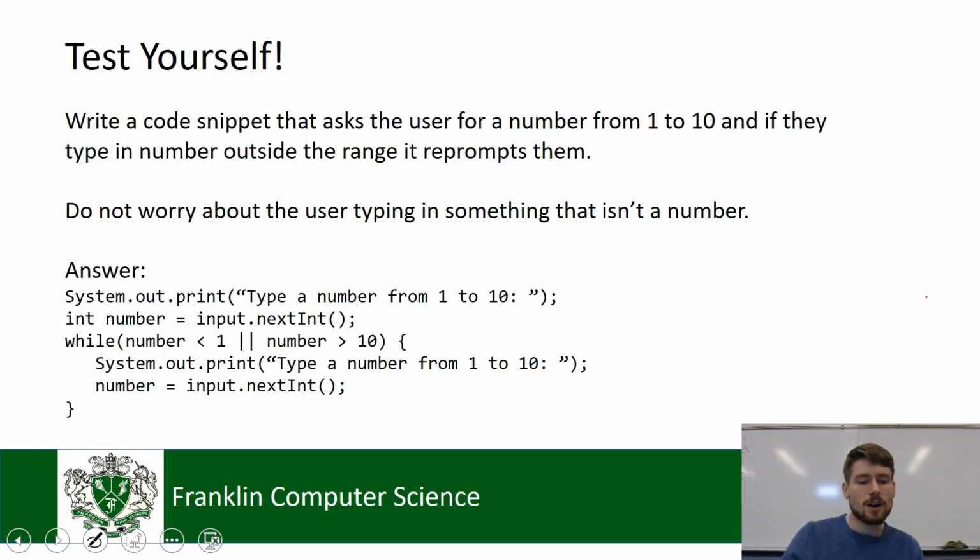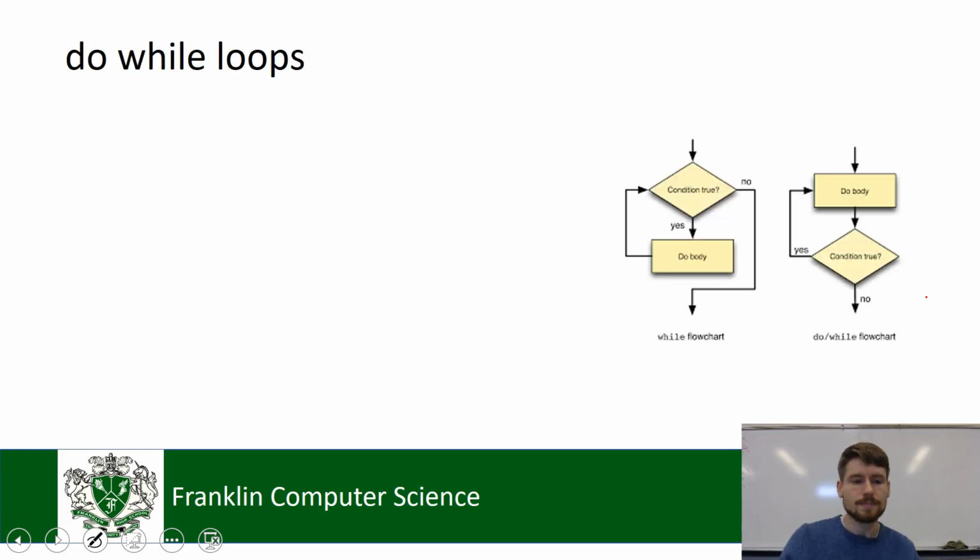Okay, so here's the general structure of the code. You first get a first number from the user, and then while that number is outside the range, so while it's less than 1 or it's more than 10, that's kind of our range of numbers, right? We want numbers that are 1 to 10. So if it's less than 1 or more than 10, we'd ask them again. We'd say type a number from 1 to 10, and then we'd update number to their next number. And so this is going to continually ask them till they type something that's between 1 and 10.